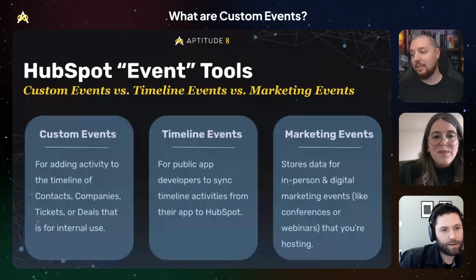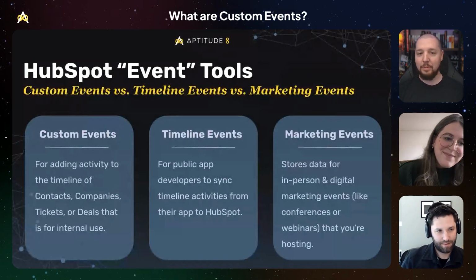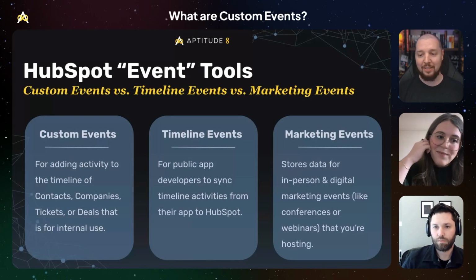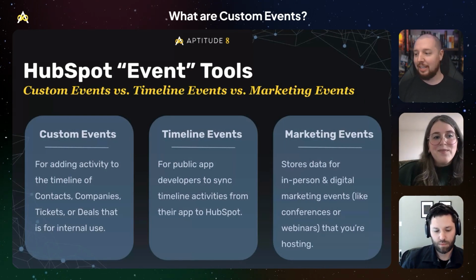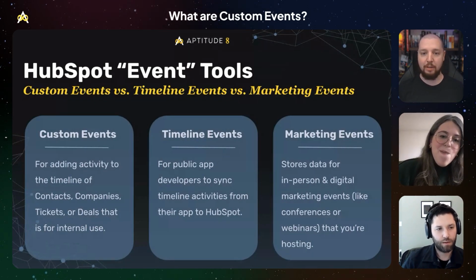All right. So this is a big one that I know causes a lot of confusion. There are so many different types of events within HubSpot. There are custom events, there are timeline events, there are marketing events. We are in a webinar right now, which is an event. So how do you differentiate these different types of events in HubSpot, and how should you use them differently based on what that use case is?